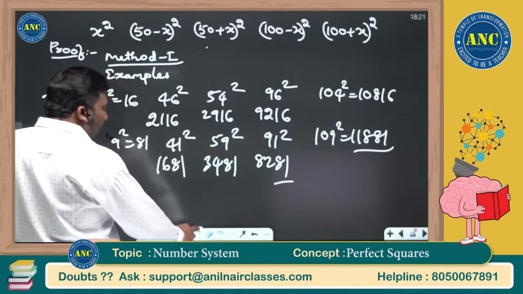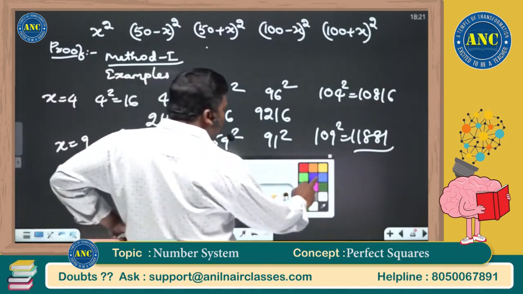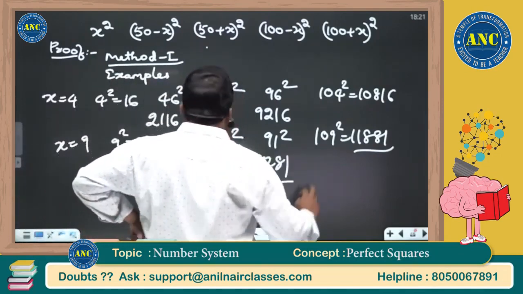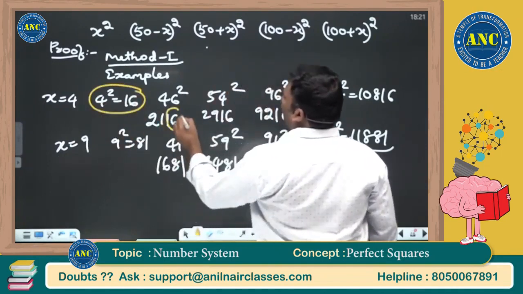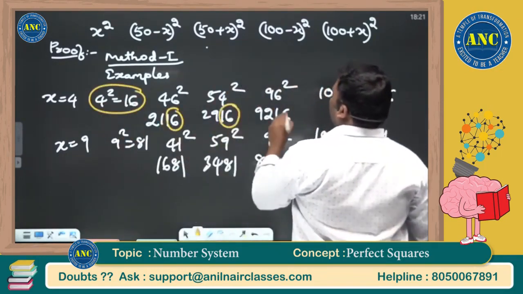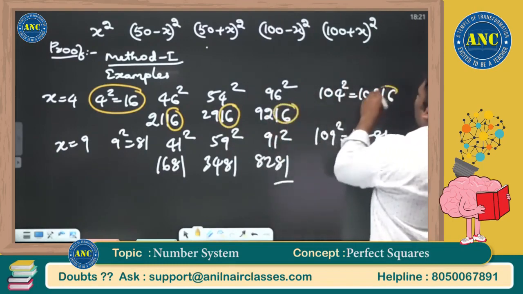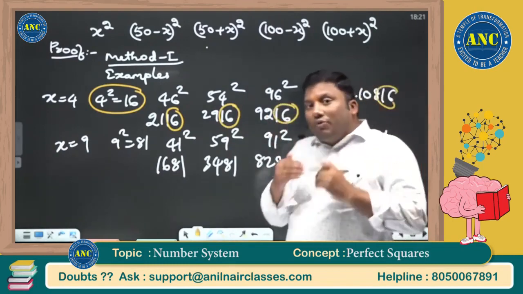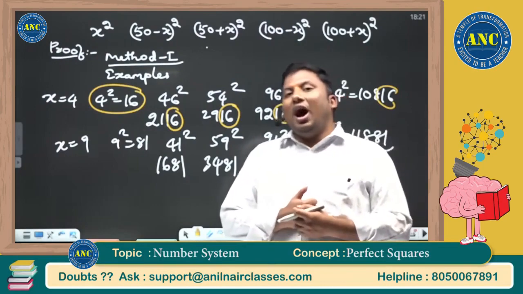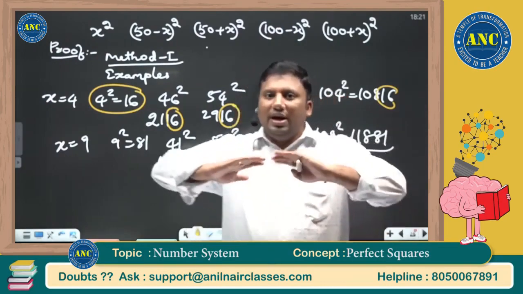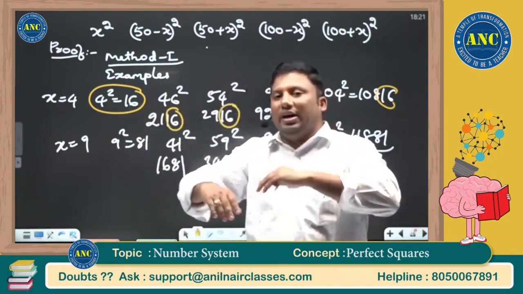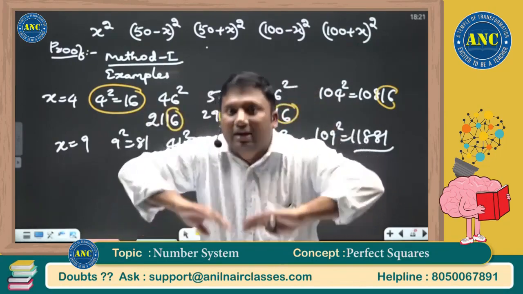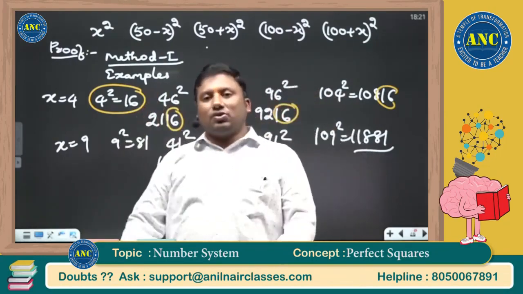What is important to me is that the last 2 digits are the same in all these cases. Last 2 digits, 16. Here also the last 2 digits are the same. So either do 50 plus x whole square or 50 minus x whole square. Take the number greater than 50, take the number less than 50, square it. Take the number less than 100, take the number greater than 100, square it.